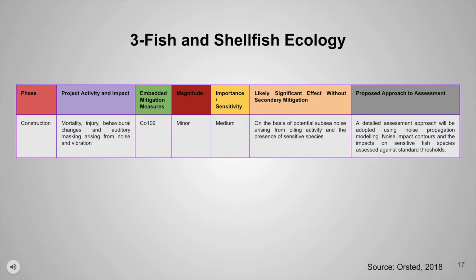The third category is fish and shellfish ecology. In the construction phase, the project activity and impact is mortality, injury, behavioral change, and auditory masking arising from noise and vibration. It has minor magnitude and medium importance. Its likely significant effect is on the basis of potential subsea noise arising from piling activity and the presence of sensitive species within the Hornsea 4 study area.